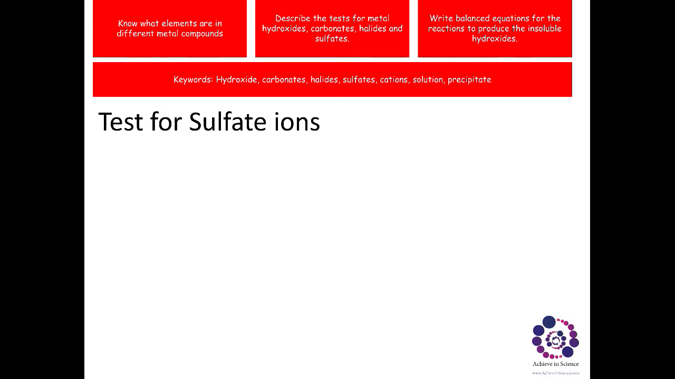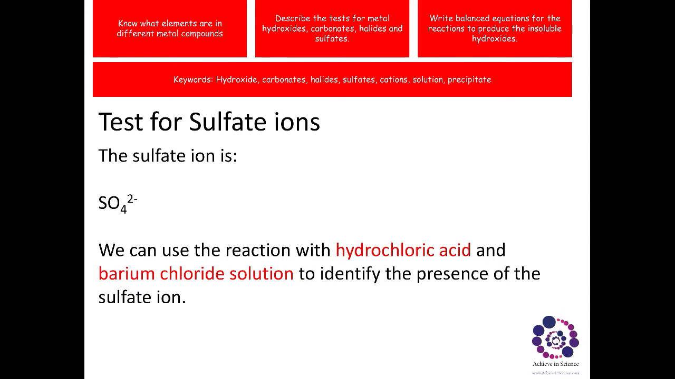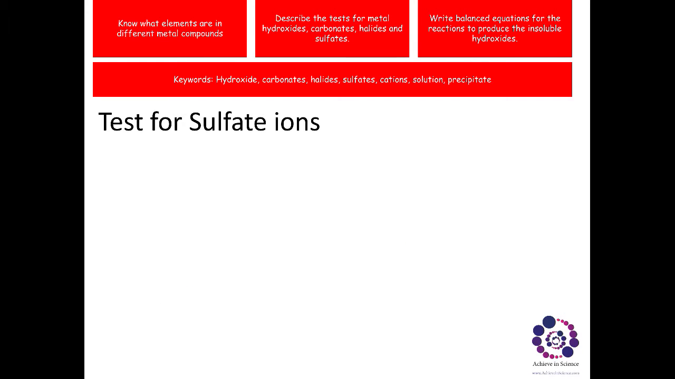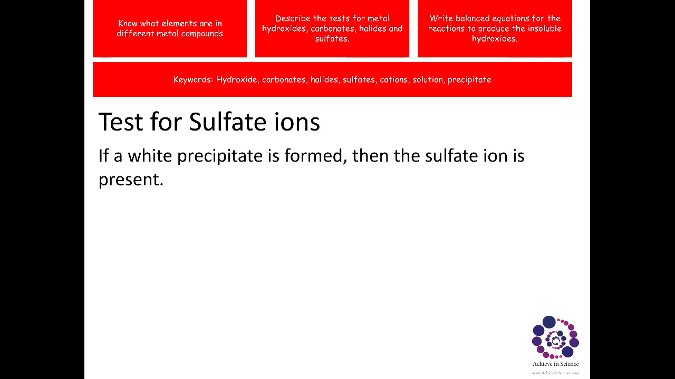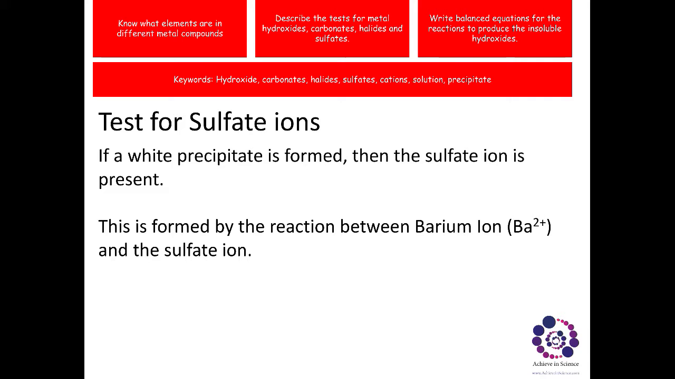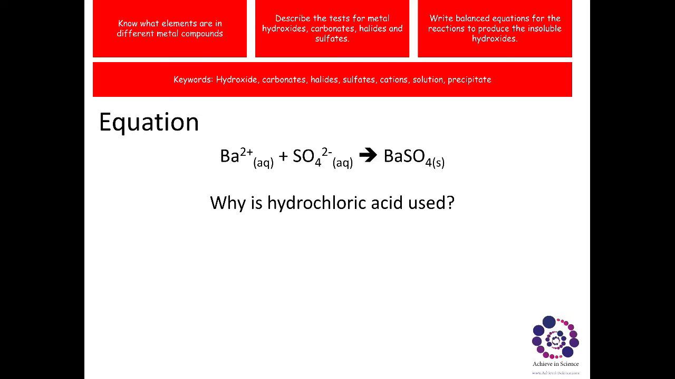Now let's look at the test for sulfate ions. The sulfate ion is SO4 2-. We can use the reaction with hydrochloric acid and barium chloride solution to identify the presence of a sulfate ion. If a white precipitate is formed, then the sulfate ion is present. This is formed by the reaction between the barium ion and the sulfate ion. This is shown in the equation.